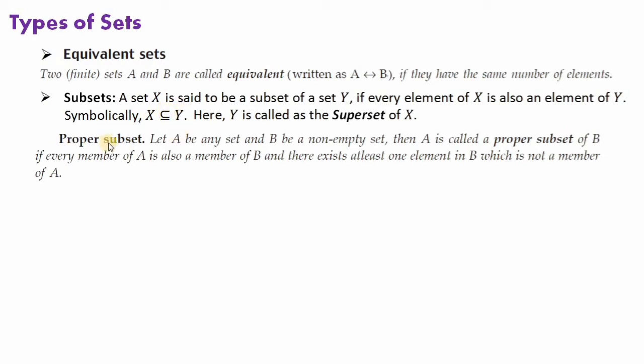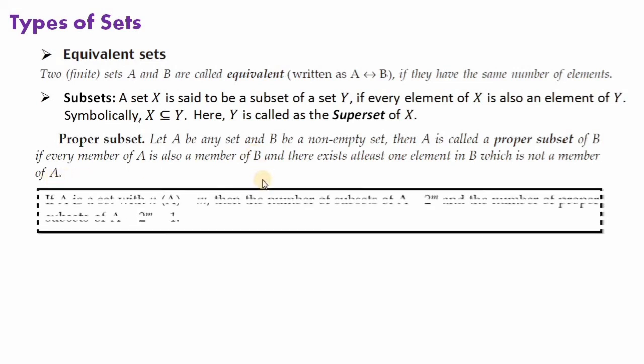So proper subset means, let A be any set and B be a non-empty set, then A is called a proper subset of B if every element of A is also a member of B, but there exists at least one element in B, that is the bigger set, which is not a member of A. So it might be difficult for you to understand. Let's try to understand this using an example.